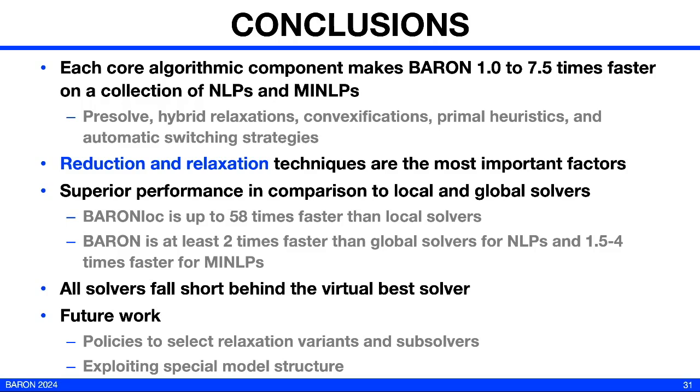So this is a very important piece of information because we always realize that there is so much space for us to improve. So our future work includes some policies like to wisely select relaxation variants and different subsolvers, and we are also exploiting the correlations between variables, and we are looking into special model structures to improve our reformulation techniques and all the other reduction techniques.